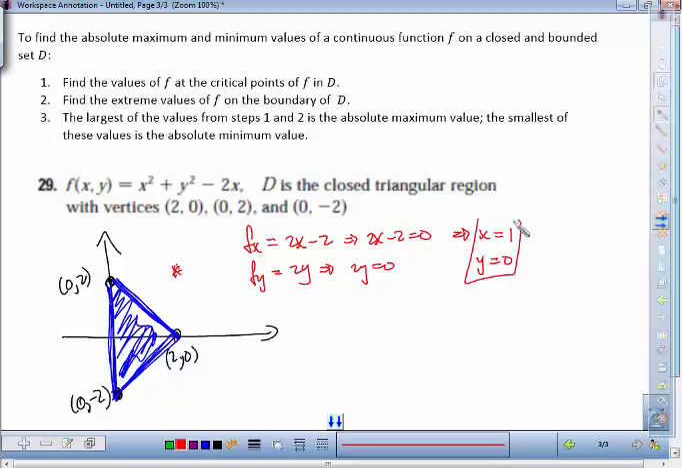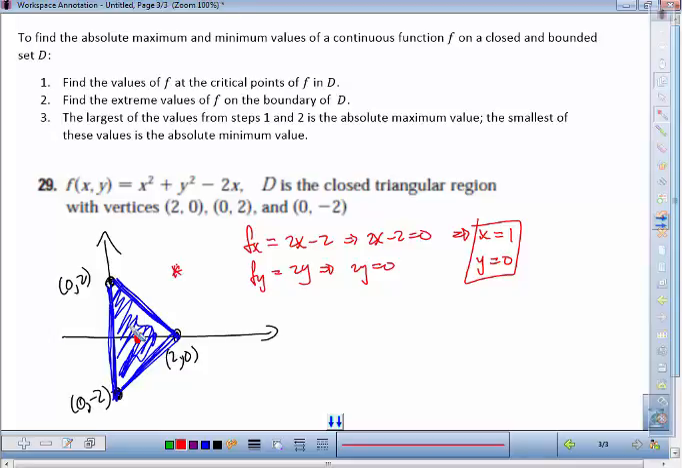So this is nice, because this is a paraboloid, and so we're really just looking at one critical point. That critical point is (1, 0), and that falls right here, right smack in the middle. Maybe that's not exactly in the middle, but that's inside of our domain. Okay?